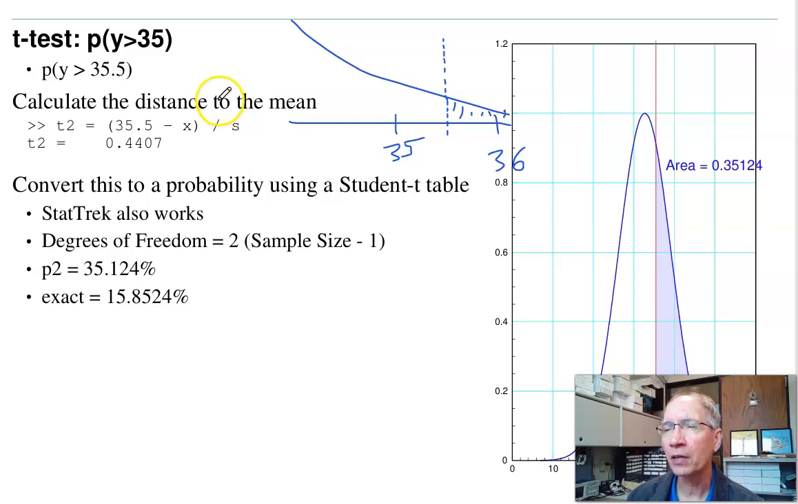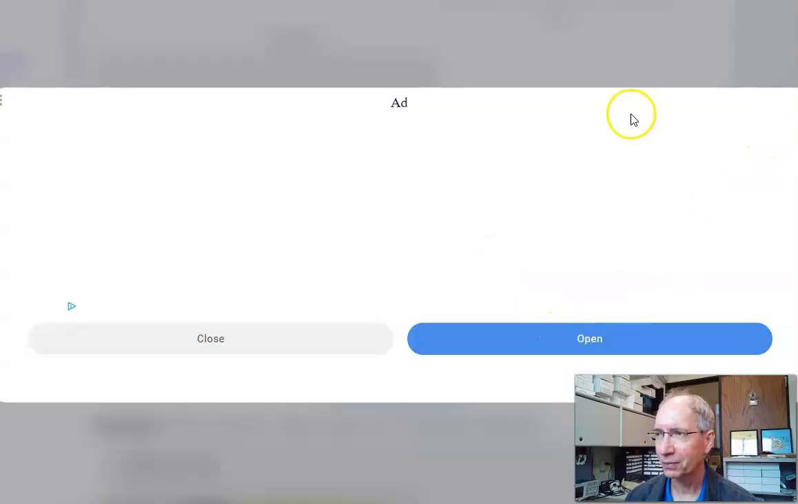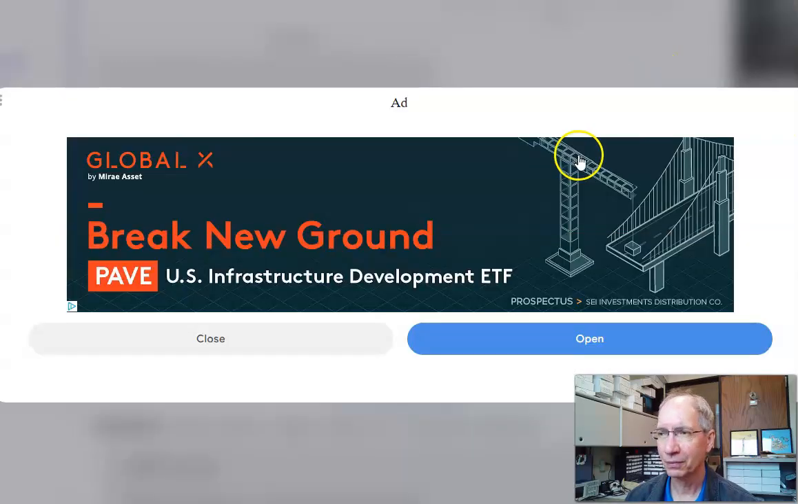So to do that, I'll find the area of the tail. To do that, I'll find the t-score. How far is 35.5 from the sample mean in terms of sample standard deviations? And I'm 0.4407 standard deviations away. That's the t-score. Then using StatTrack at 0.4407, get my odds.